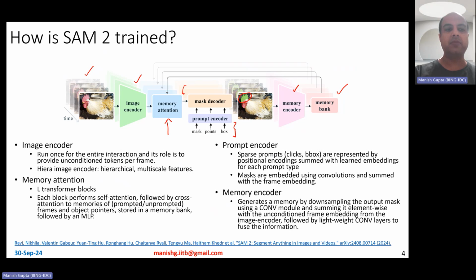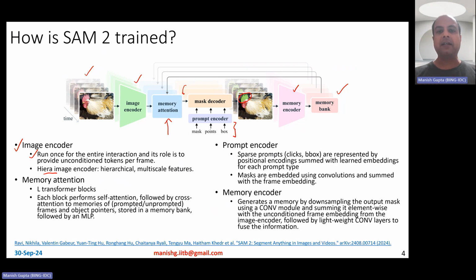If you look at the image encoder, now remember, this is an interactive approach. So at any point of time, the user may stop the video and say, oh, there is a problem here, and then provide that prompt input. Then SAM2 runs again to compute the mask for all the remaining frames in the video, right? However, the image encoding part is just done once for the entire interaction. Its role is to figure out the unconditioned image embeddings, tokens per frame. Specifically, they use a model called the hierarchical image encoder model, which can give you multi-scale features from each of those image frames.